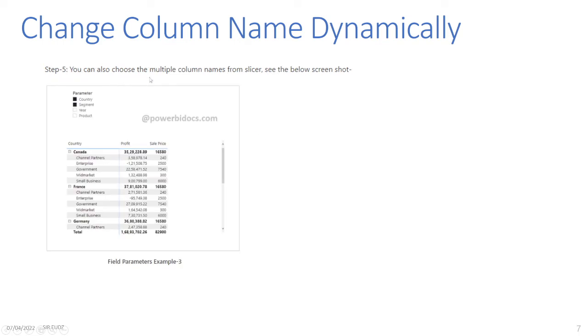You can also choose multiple column names from the slicer. See the screenshot below. We have chosen here country and segment, so we have country, and then we have the segment.